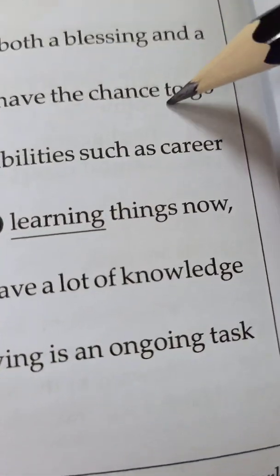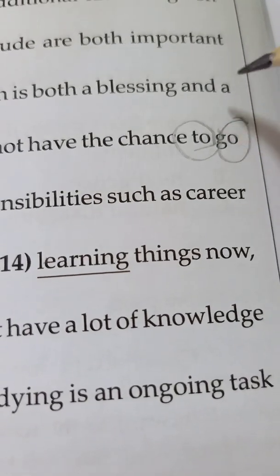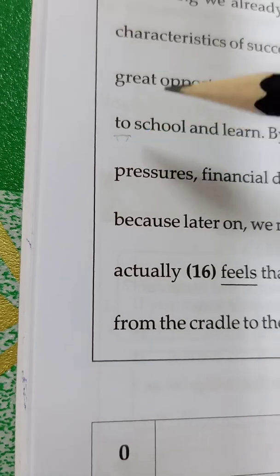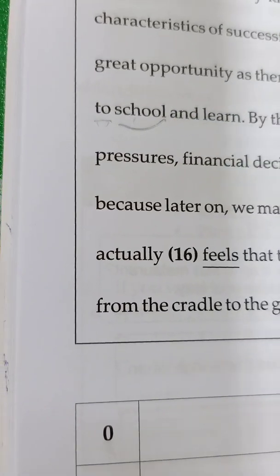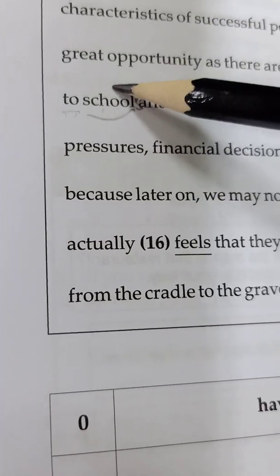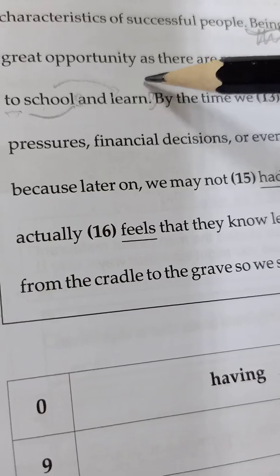To go. After the word to, it must be followed by BF. After the word to, okay, it is school, not schools. And to learn, not learns or learning and so on.